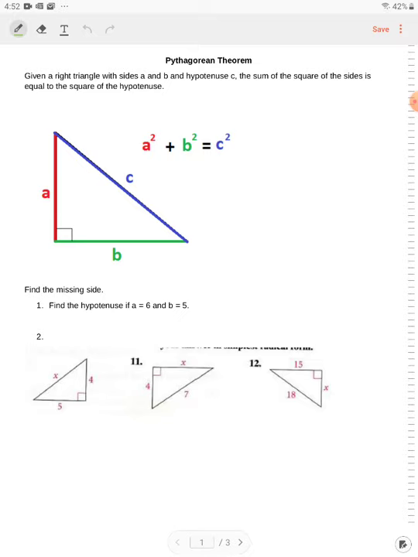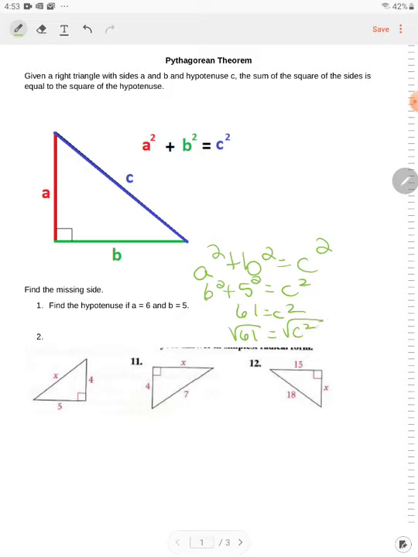So starting with number 1, find the hypotenuse if a is 6 and b is 5. So we're going to put a squared plus b squared equals c squared, the Pythagorean Theorem, down first. And we're going to say 6 squared plus 5 squared is equal to c squared. 6 squared is 36. 5 squared is 25. 36 plus 25 is 61. Now, this is distance, so you square root both sides, and you keep it positive. So your answer would be c is equal to the square root of 61.